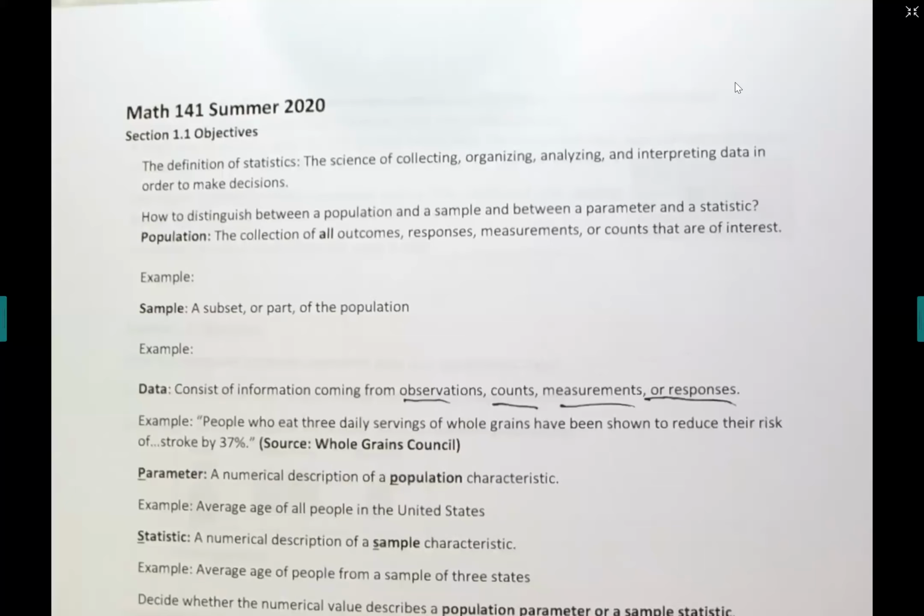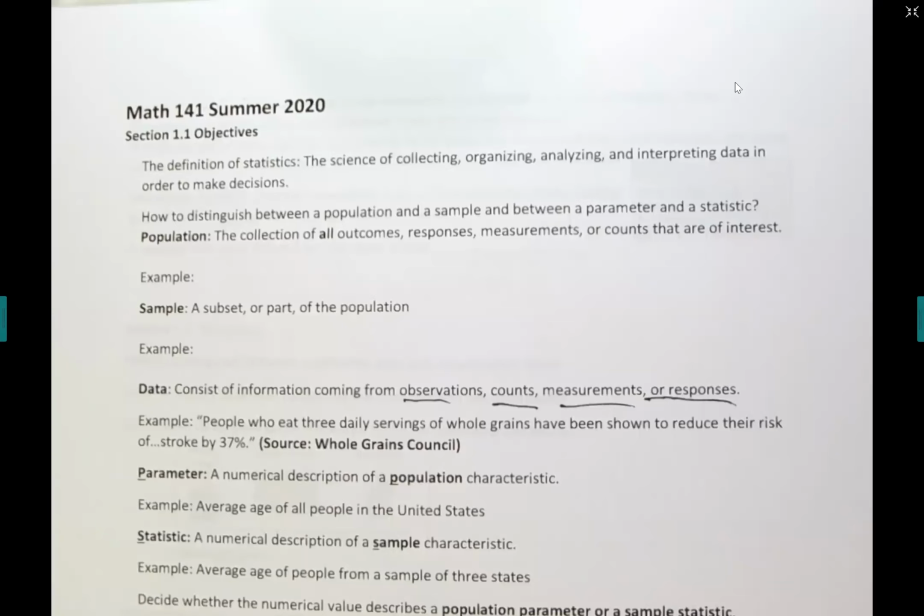What you need to know, guys, is what is a population and what is a sample. Population is the collection of all outcomes, responses, measurements, or counts that are of interest. For example, I could say the population of the United States. This is everybody who lives in the United States. Or I could say population is the residents of Michigan. So that includes only all the residents in Michigan. Or a population could be all students at Henry Ford College.